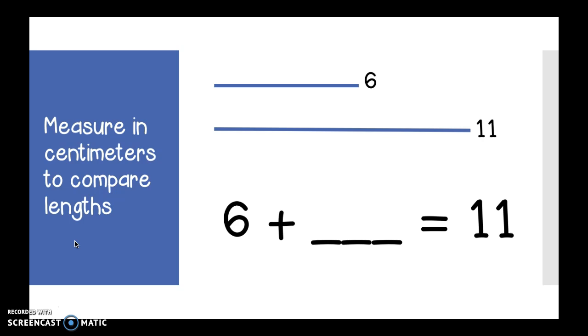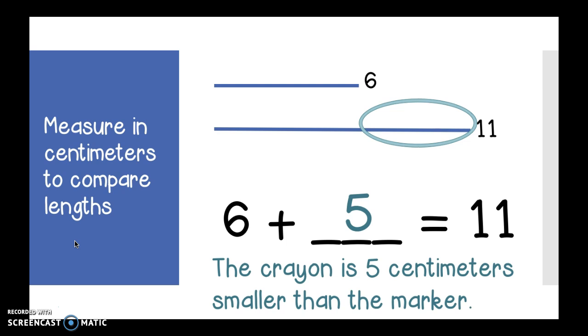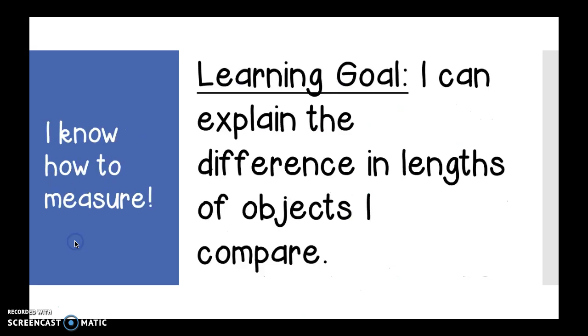I normally like to add. That's my favorite thing to do. So that's how I would probably solve the problem. I know 8 plus some more is going to equal 11. I can just go ahead and count up on my counting sticks. 8, 9, 10, 11. Hey, the answer is 3. That means the crayon is 3 centimeters smaller than the marker. All right, our learning goal said, I can explain the difference in lengths of objects I compare.